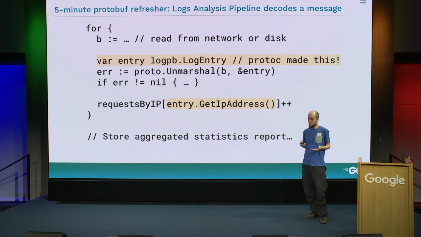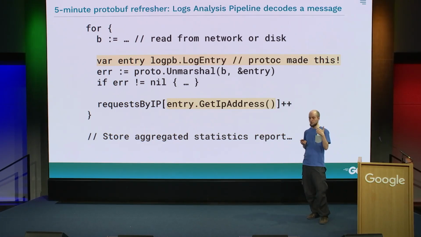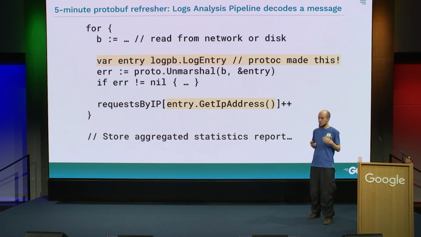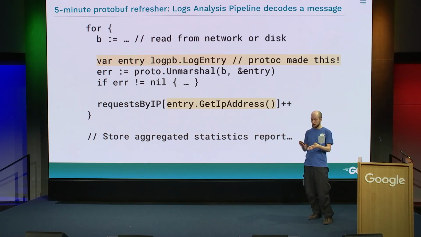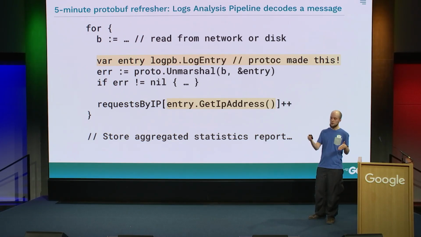Let's take a pretty simple example here. This could be a hypothetical logs analysis pipeline. It would have essentially a big for loop. I have elided the rest of the boilerplate here. But in the for loop, we would read a record from network or from disk. And then we declare a variable of type logpb.LogEntry. That's the log message that we just declared in the .proto file, and protoc has actually generated that code for us.